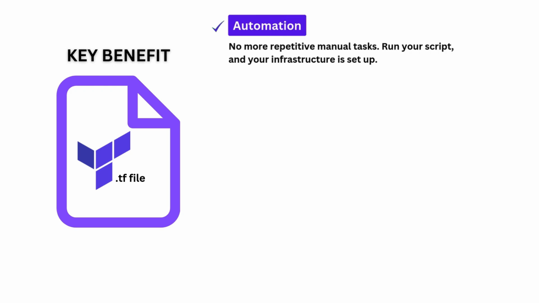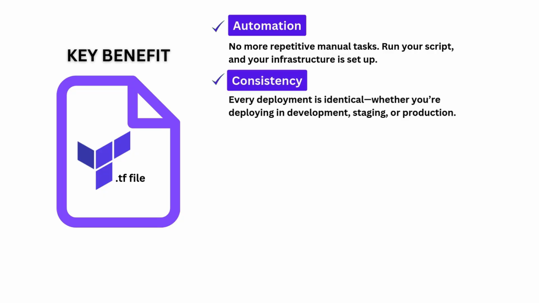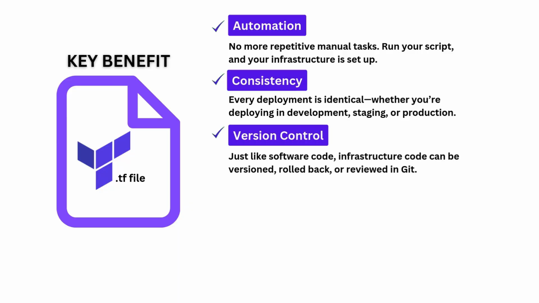So in simple terms, instead of clicking around in a web console, you write code to describe what your infrastructure should look like. Some of the key benefits of IaC include automation. So no more repetitive manual tasks. You just run your script and your infrastructure is set up. Two is consistency. Every deployment is identical, whether you're deploying in development, staging, or production.